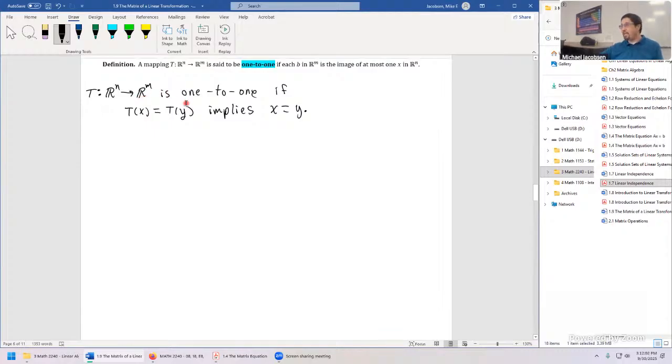So we're saying if the outputs are set equal to each other, well, that might suggest that X is a preimage and Y is a preimage, leading to the same outputs. But if it's one-to-one, every output, T of X and T of Y, is the image of at most one X. So X and Y have to be equal to each other. So this is one way to convey one-to-one.